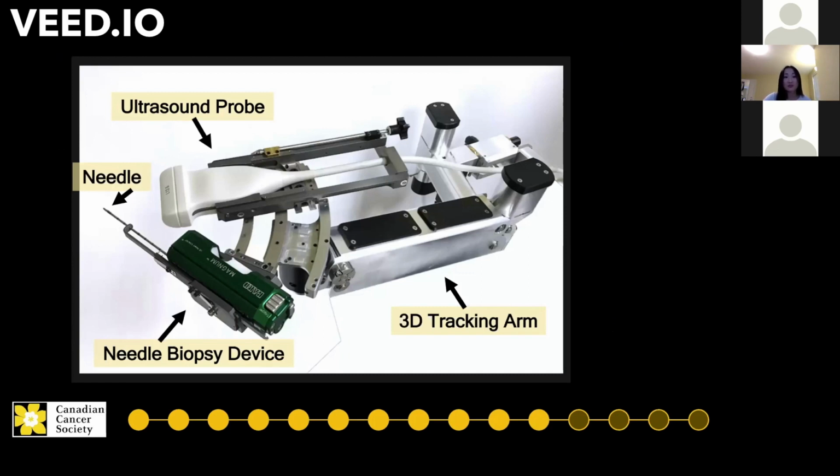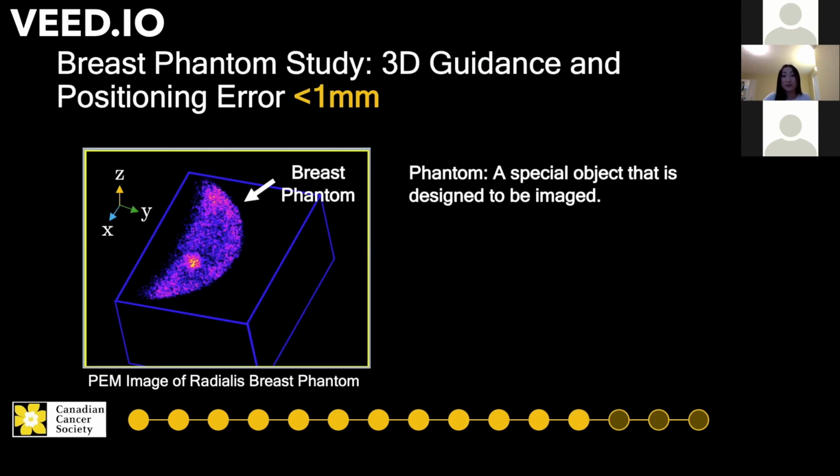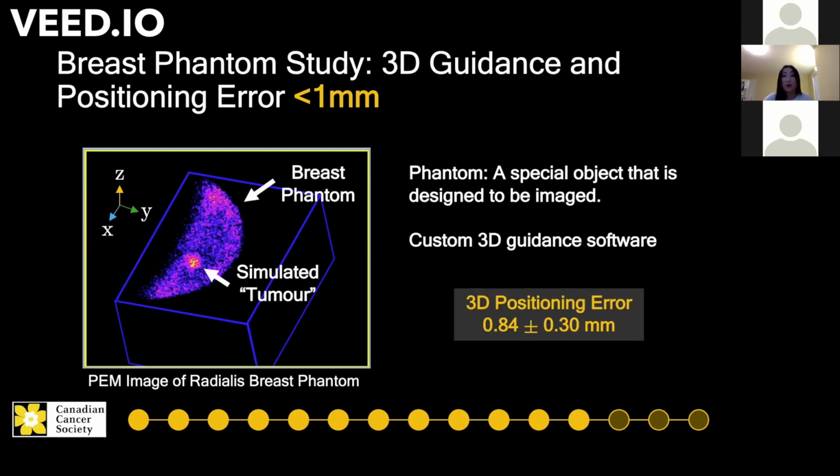And testing the system is really important prior to clinical implementation. So how do we test the accuracy of our system? And really, this is the focus of my current work. So we performed breast phantom experiments to simulate breast imaging with embedded breast tumors. Then with custom 3D guidance software, we tested the positioning of our needle using our system. And here we found that our system's positioning error was less than 1 millimeter relative to this PEM image space.